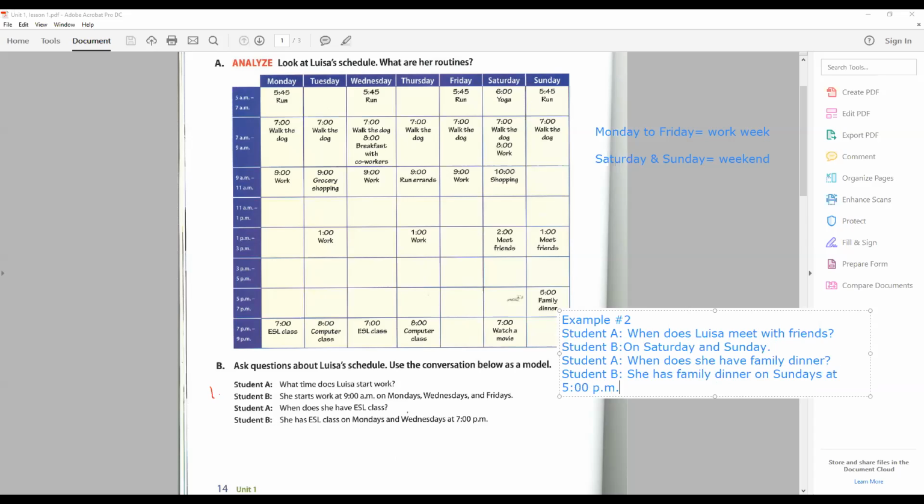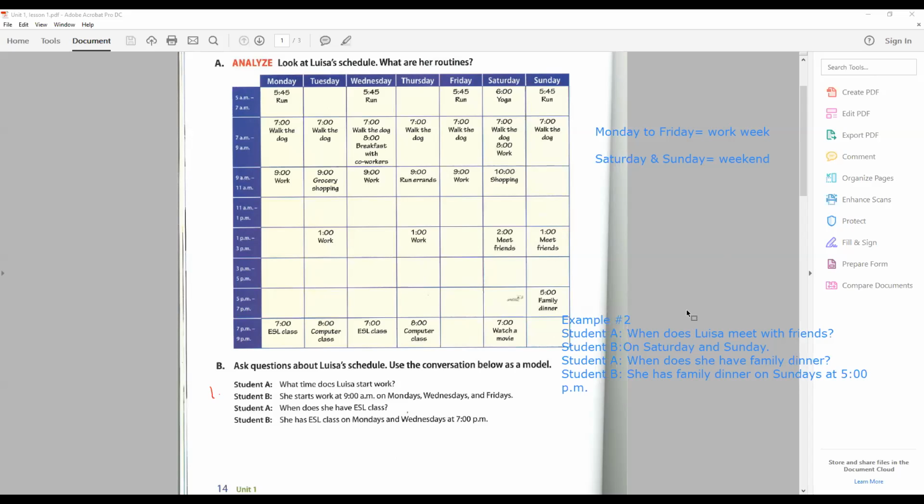Okay, so this is example number 2. I want you to give me 2 more examples of a conversation. You can use anything on here that you want to make conversations, but I need 2 more. You can put them on the back of your paper. Okay.